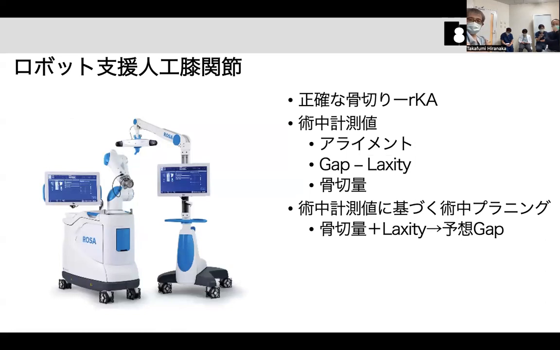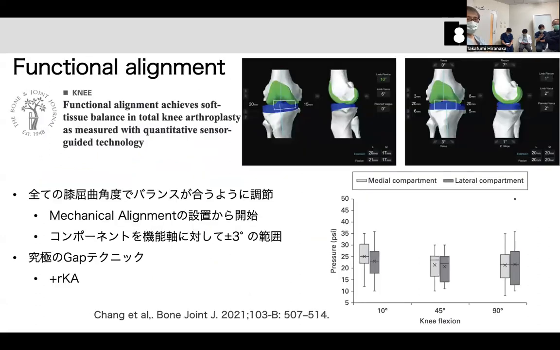Using a robot, the control of these alignments is very easy. Then using the robot, we can get a new strategy for the personalized total alignment. This is based on gap balancing. The aim of this functional alignment is to decide the bone cutting alignment in both femur and tibia based on the intraoperative laxity data.